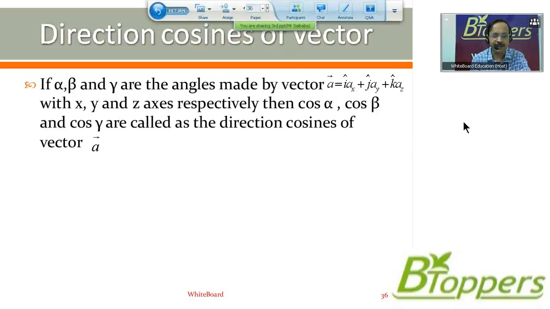If alpha, beta and gamma are the angles made by vector A bar equal to I cap into Ax plus J cap into Ay plus K cap into Az with X, Y and Z axis respectively, then cos alpha, cos beta and cos gamma are called the direction cosines of vector A bar.